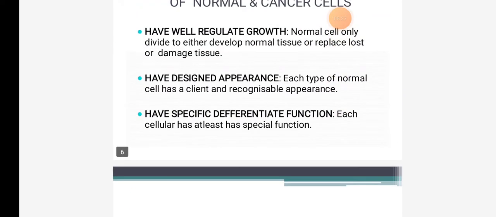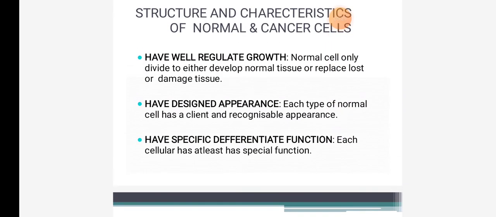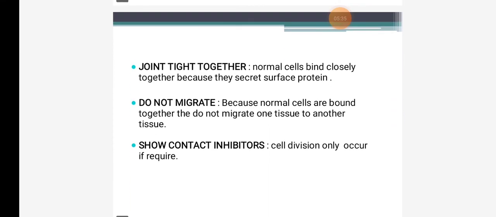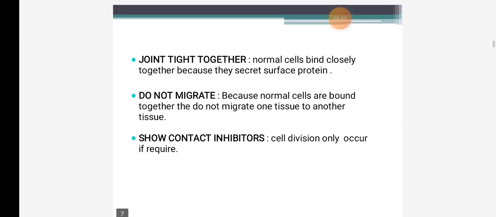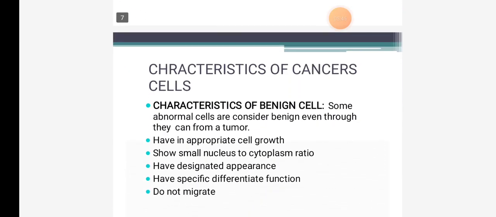As we revise, normal cells have well regulated growth, a designed appearance, and specific differentiated functions. They join together tightly, they do not migrate into the boundaries of other cells and tissues, and they always show contact inhibition. Now let's see the characteristics of the cancer cells.